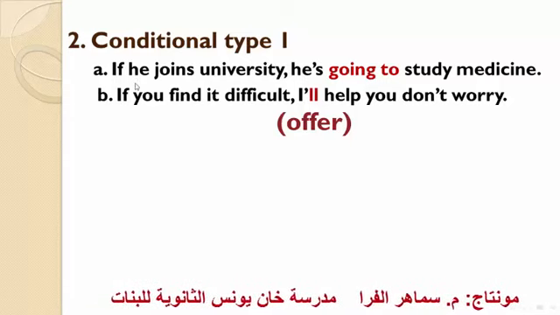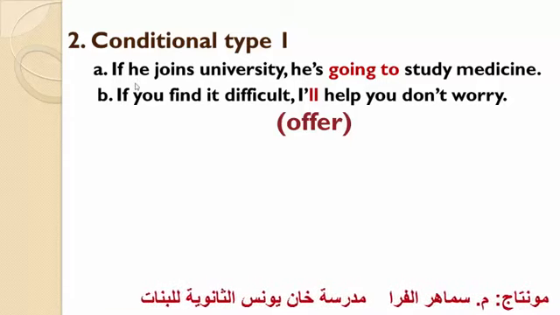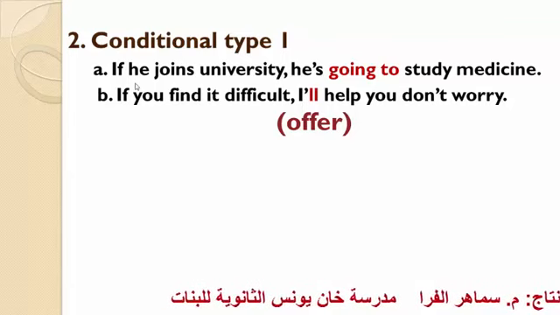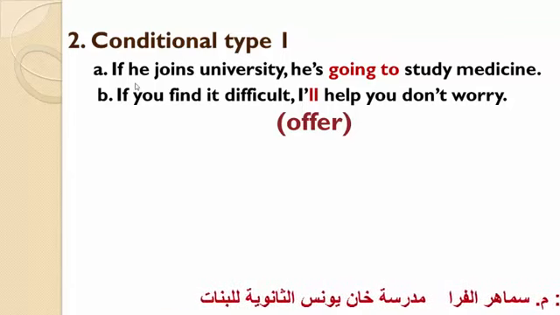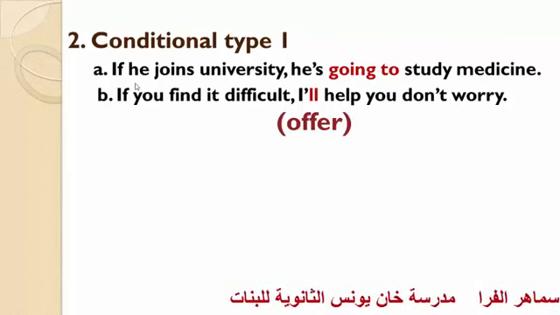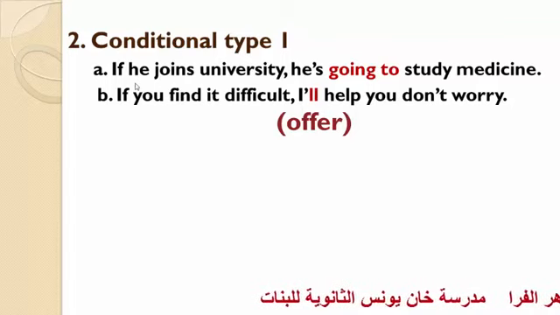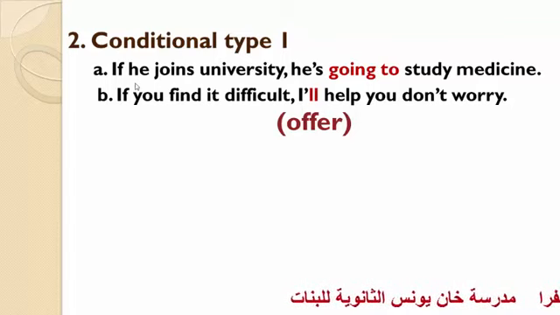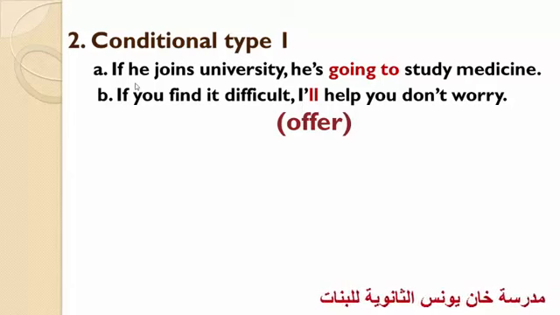And so you can differentiate here between sentence A and B. Sentence A is just a conditional situation with if, and so going to is used here. But sentence B describes an offer, and when the conditional situation describes an offer, you should use will, not going to. Will and not going to with offer.